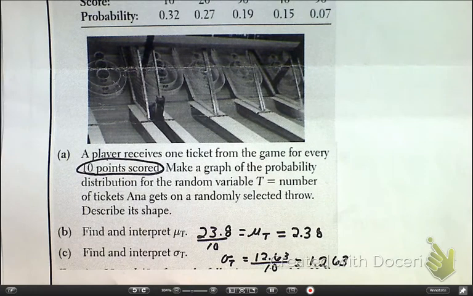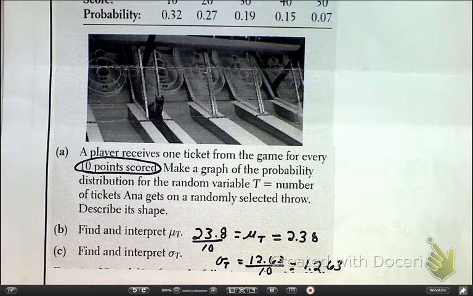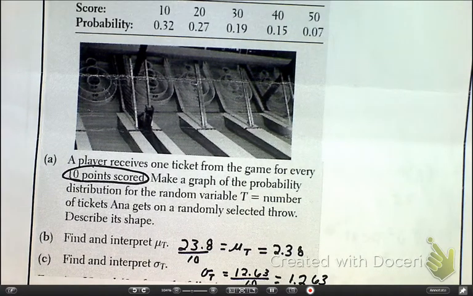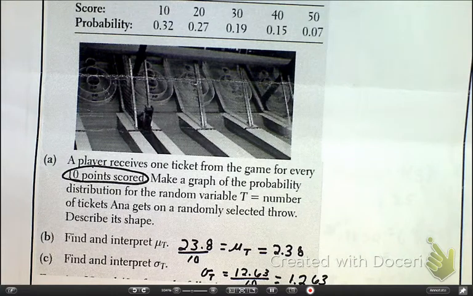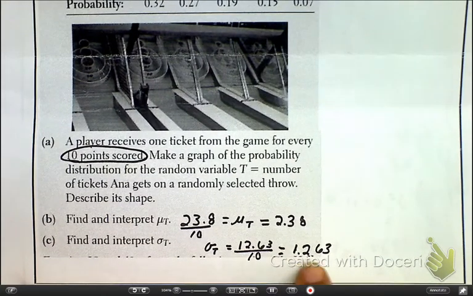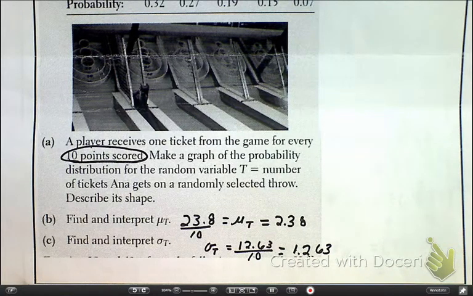Okay, the interpretation of the standard deviation is saying that on average, the number of tickets sold is going to be approximately 1.263 away from the average, which is the 2.38. And that is, of course, of the amount that are collected.